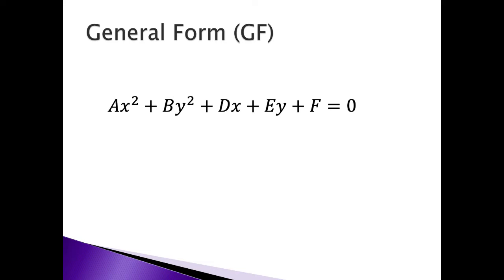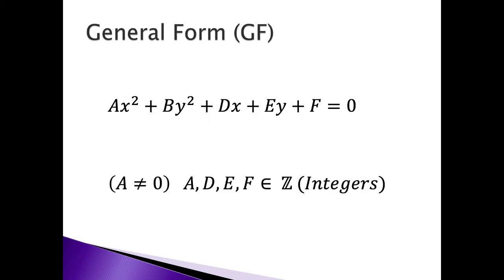Second, the general form is ax squared plus by squared plus dx plus ey plus f equals 0, where a is not equal to 0, and a, d, e, f are in Z. Z is the mathematical set for the integers. Now, I want you to take note that these are all integers. None of them are fractions. A is not 0. We also have that B should be equal to A.